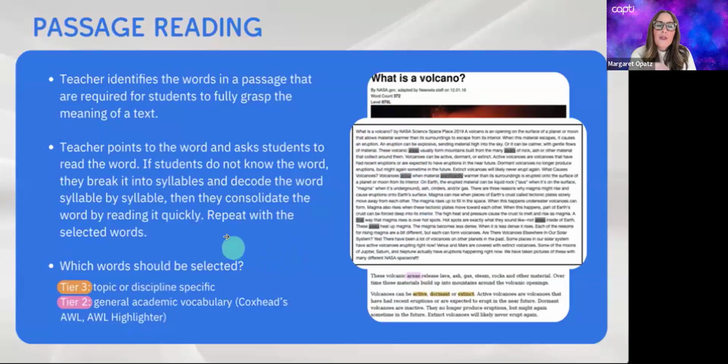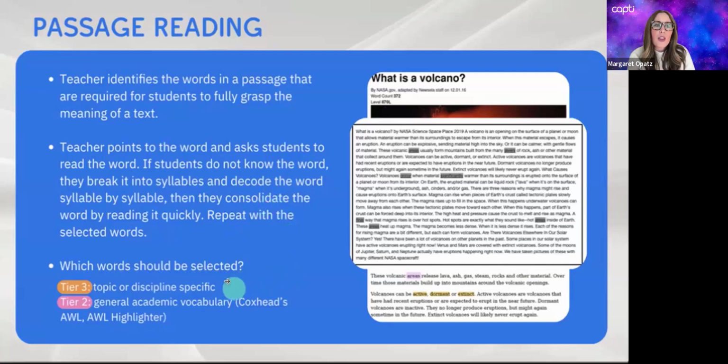So if students don't know it, help them break it into syllables and then decode the word syllable by syllable and then consolidate it by reading it together. So if it's erupt, and they don't know that, help them break it into two syllables, e and rupt, and then erupt. And then that can be repeated through the selected words. So you could think about doing this a couple of different ways.